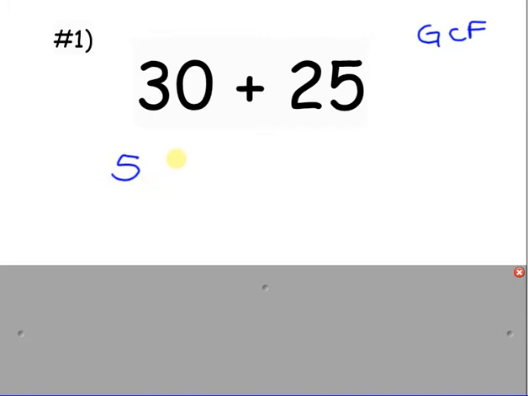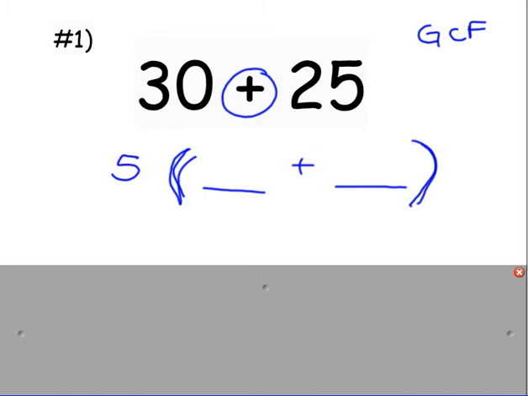I'm going to write 5. I'm going to open my parentheses. I'm going to draw a space. My operation is plus, so I'm going to write a plus. Draw another space, close my parentheses. Okay, just like that. Now, second question.